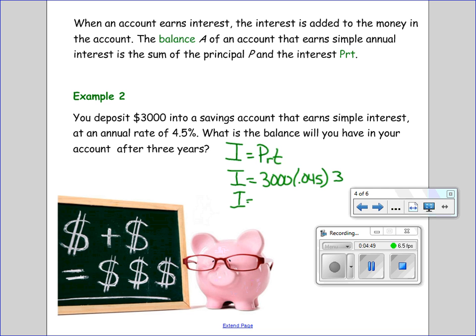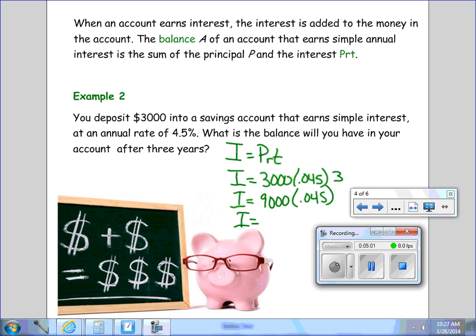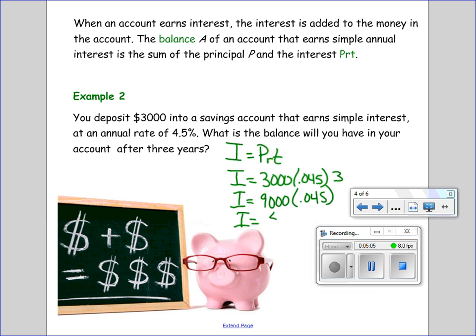By the commutative property, 3,000 times 3 would be 9,000 times the interest rate. So once you multiply 9,000 times 4,500, you're going to get $405. Now, that's how much interest that you'll earn.